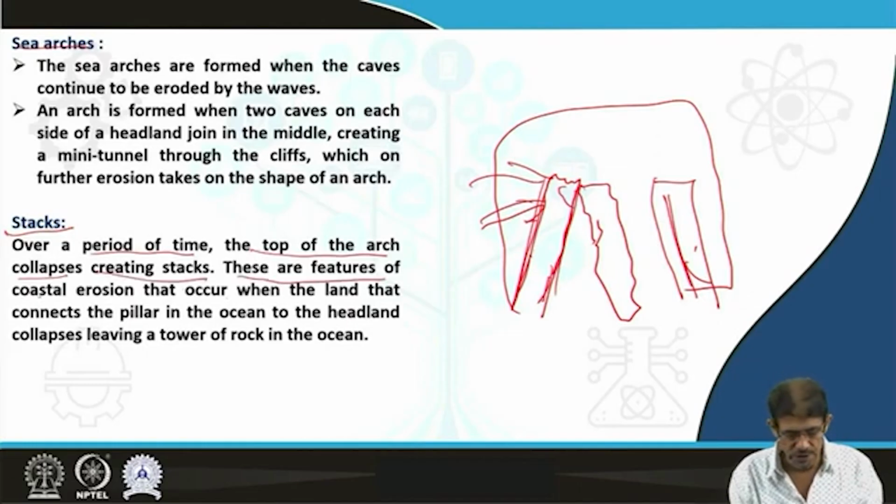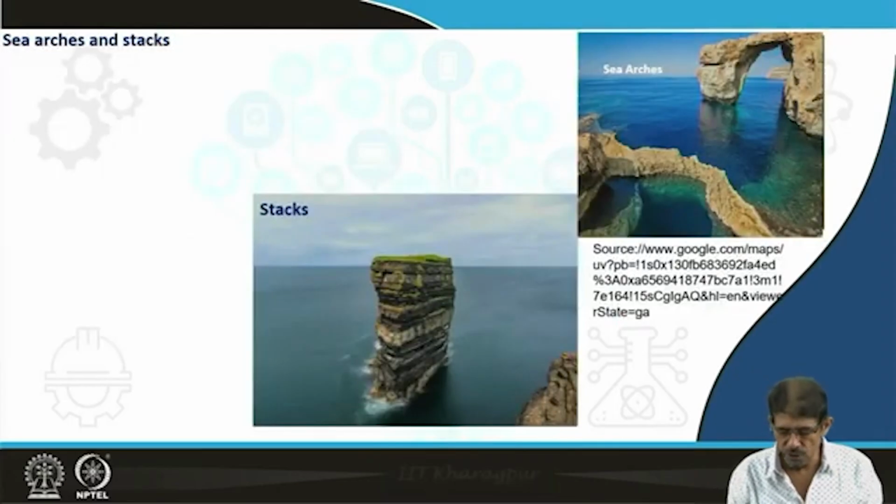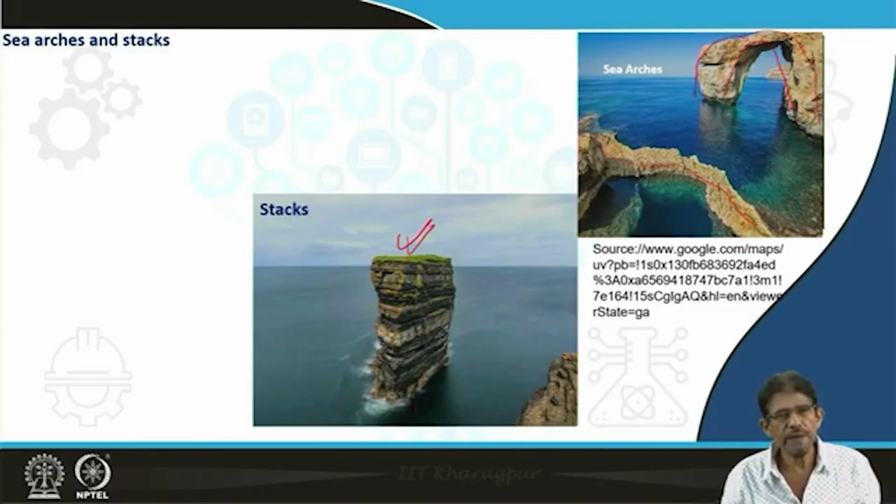These are features of the coastal erosion that occur when the land that connects the pillar in the ocean or sea to the headland collapses, leaving a tower of rock in the ocean, sometimes utilized by man for different purposes. You can see one view of a stack, one view of an arch. These photographs I have taken from the shores.